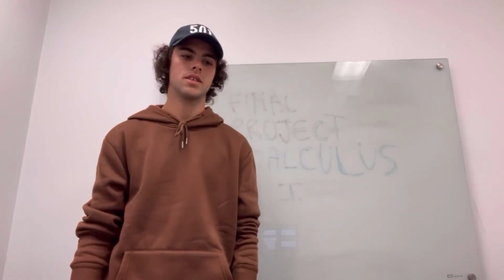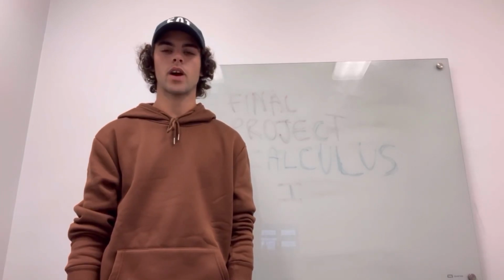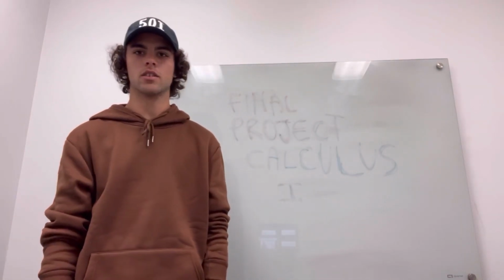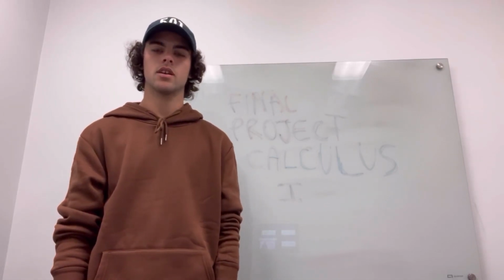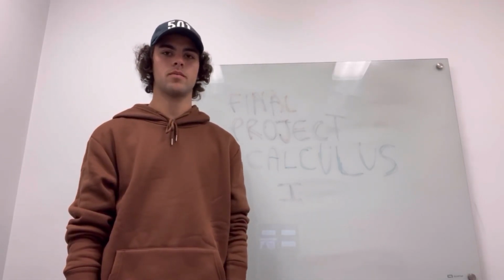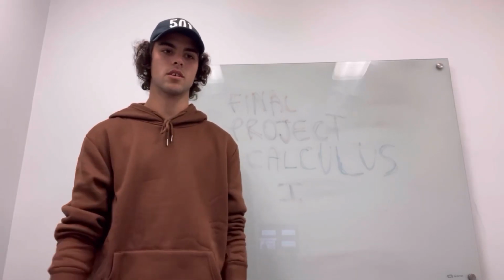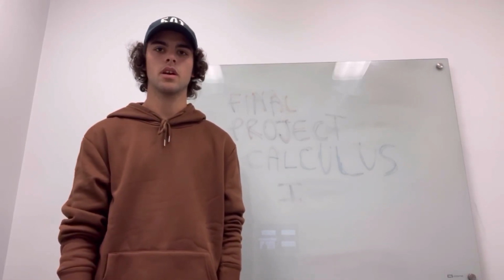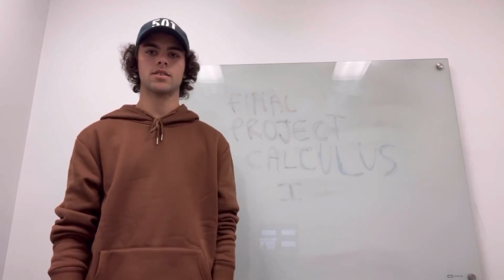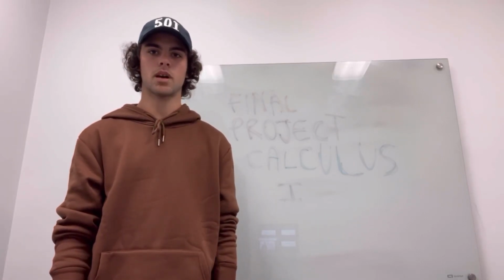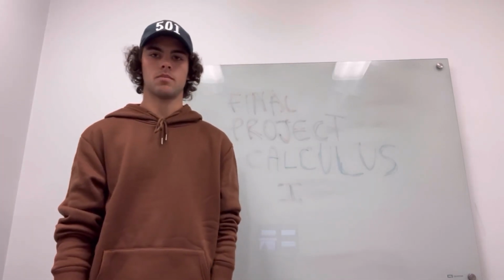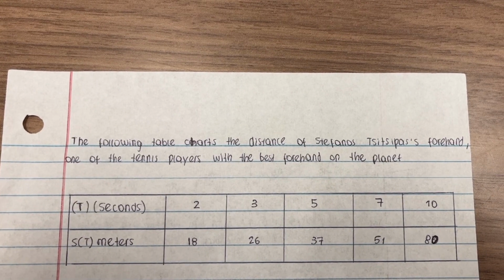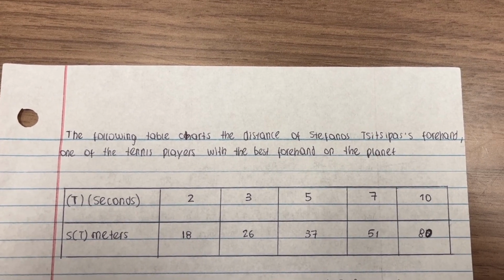My problem consists of finding the distance that a professional tennis player's forehand covers in the lapse of 10 seconds. For this, I'll be finding the distance of the problem using the Riemann sum, and then I also asked to find derivatives, slopes, maximums, and some other topics, which I'll be showing now. For this project, I also provided my audience with this table.